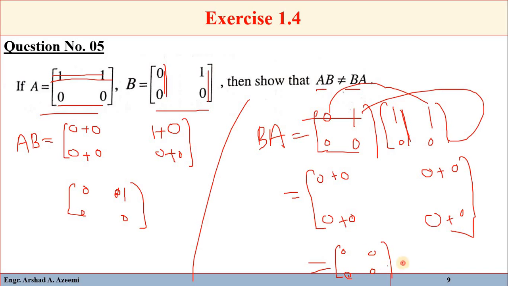Now see, for example, this is matrix 2 and this is matrix 1, so 1 is not equal to 2. It means that AB is not equal to BA. Okay, the commutative law of multiplication does not hold in matrices. Commutative law of multiplication.